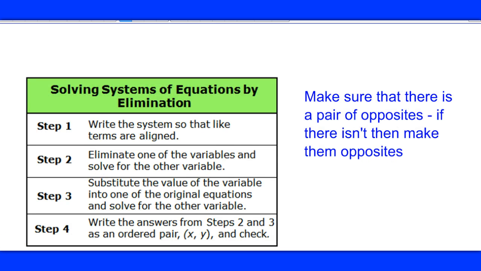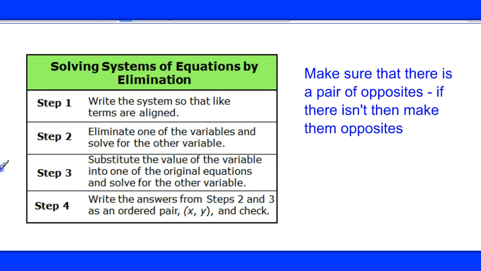The next method is the elimination method. And again, you're going to write the system so they look alike. I say line them up.